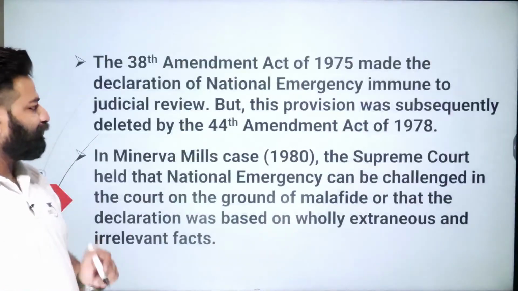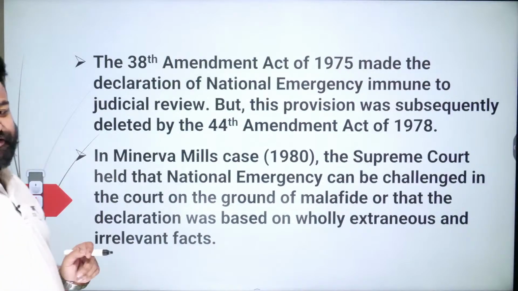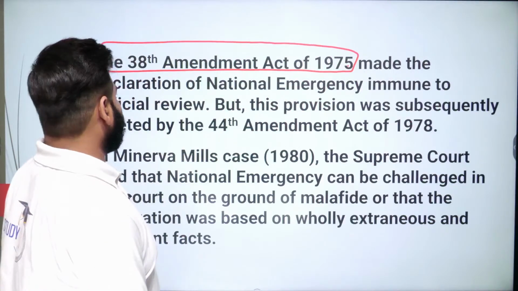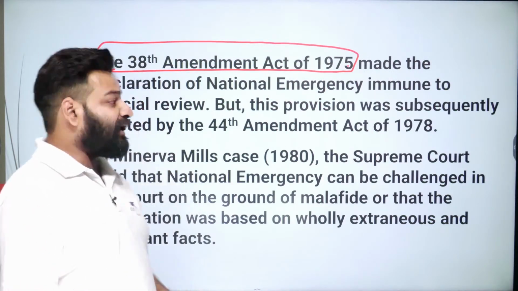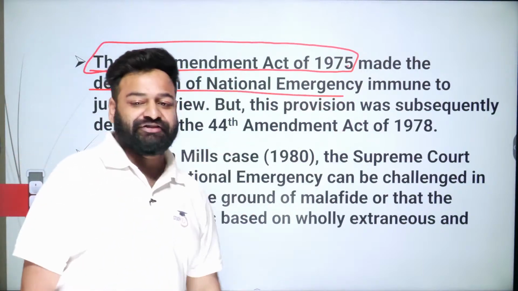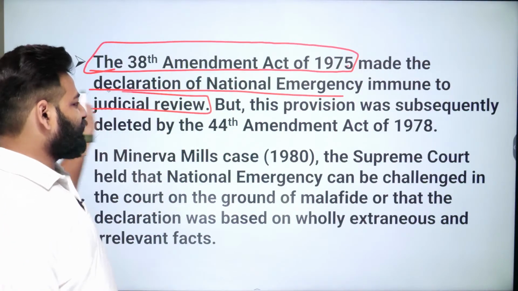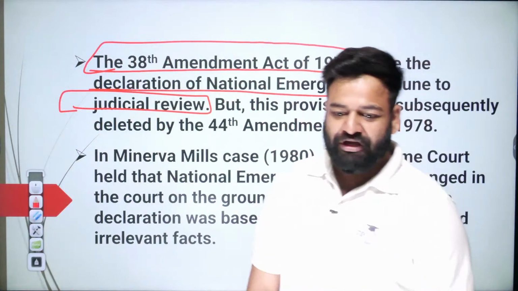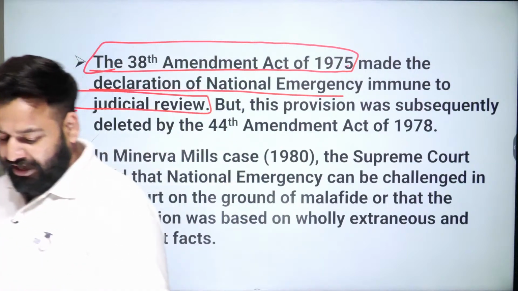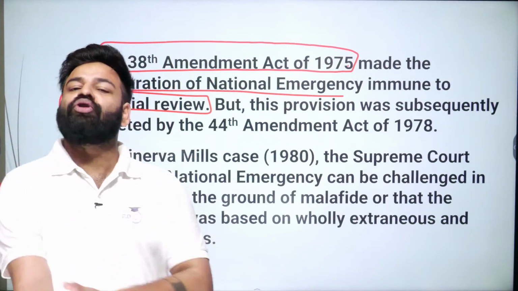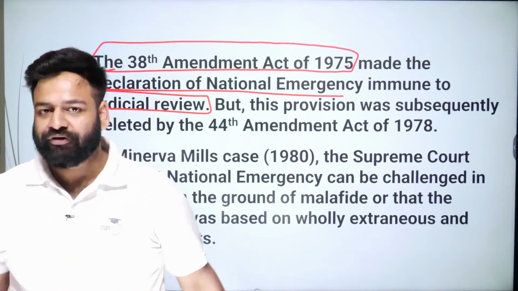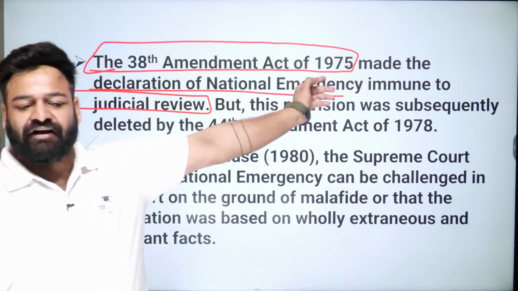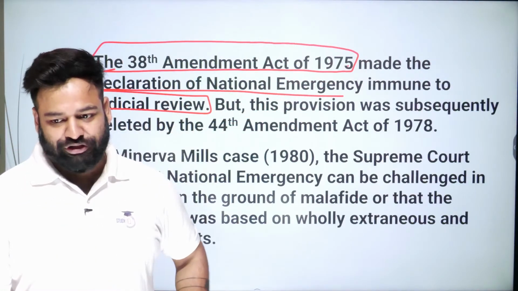Now see the facts. A very interesting fact. The 38th Constitutional Amendment Act of 1975 made the declaration of national emergency immune from judicial review. That means if an emergency has been imposed by the President, it cannot be challenged in any court of law. Basically, no judicial review could take place. So this was mentioned through which amendment? The 1975 amendment, that is the 38th Constitutional Amendment Act.